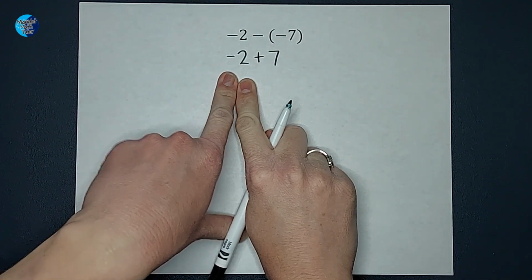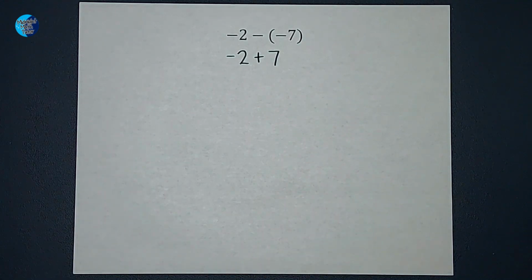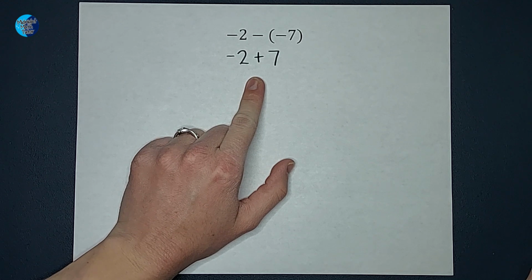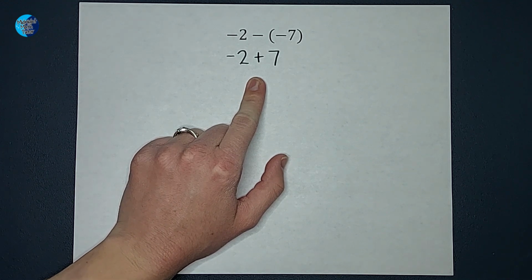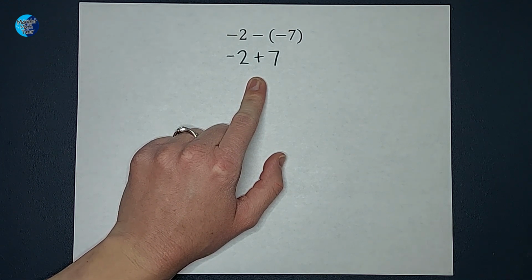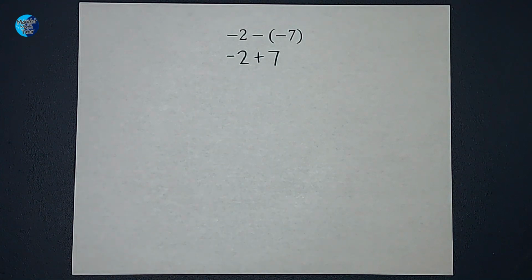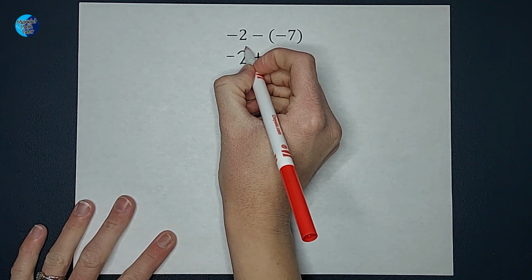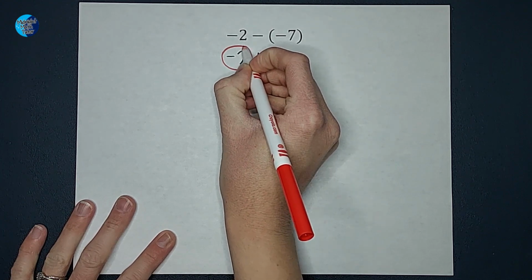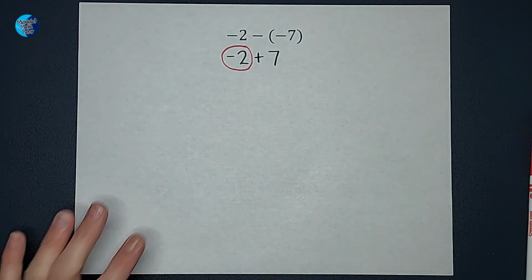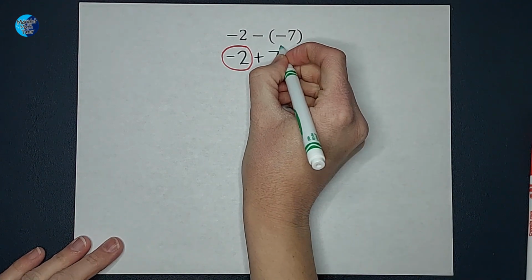So this is now -2 plus 7. Now, some people might see that and be like, oh, I know what the answer is now. No problem. Great if you do. If not, that's all right too. The next part of this strategy, I circled my negatives red and my positives green. So there are my negatives and my positives.